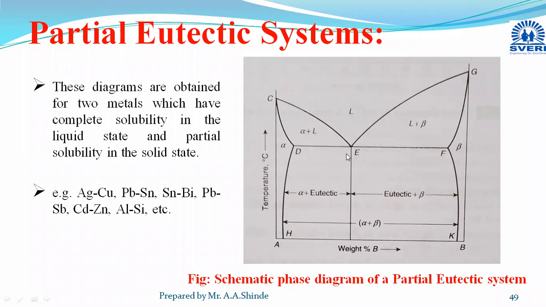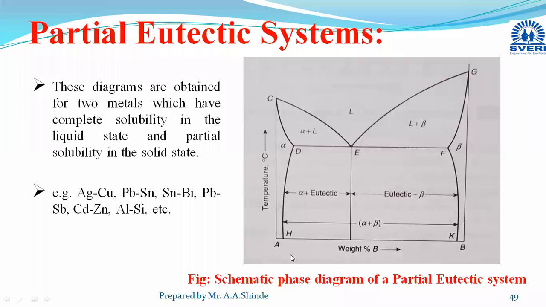Okay. And then after this, some new terms are introduced in this diagram. These new lines are here: these two lines, HD and this KF. These curves, HD and KF, are termed as solvus lines. Are you getting this? Solvus lines.